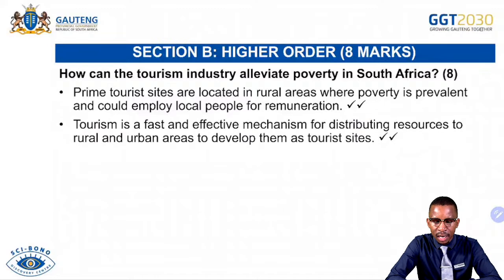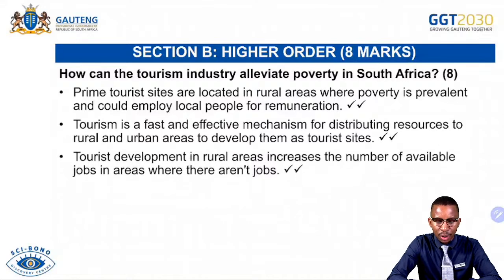So prime tourist sites are located in rural areas where poverty is prevalent and could employ local people for remuneration. Tourism is a fast and effective mechanism for distributing resources to rural and urban areas to develop them as tourist sites. Tourist development in rural areas increases the number of available jobs in areas where there are no jobs. So we know that most of the attractions are in rural areas. So those people get an opportunity to be employed as tour guides or as people working in hotels or accommodations, working in restaurants, and also starting their informal businesses so that they can earn income. Some will be getting jobs.